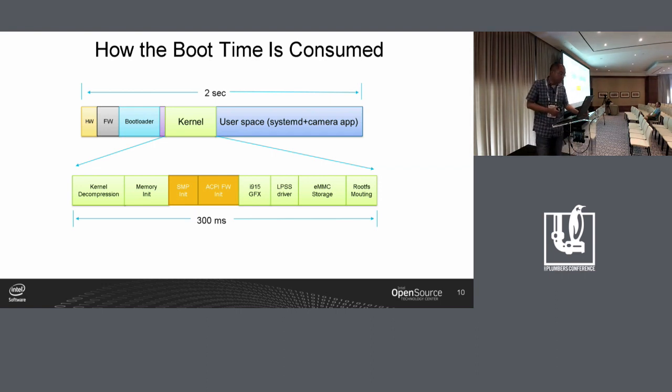For the kernel part, the lower one is a breakdown, made from the time point of view, of the biggest time consumers in our kernel boot. We can see the kernel decompression, the memory initialization, the SMP initialization, which means you bring up all the non-BSP boot processors. Next is the firmware initialization, which enumerates most of the devices in the system and loads some tables. Next is mostly driver stuff: the graphics, the storage, some of the I/O controllers, and the last one is the file system mounting.